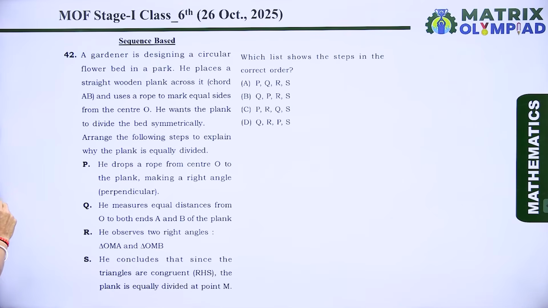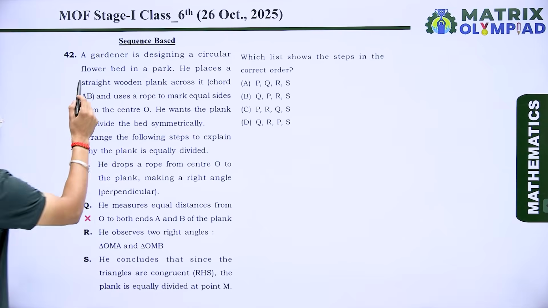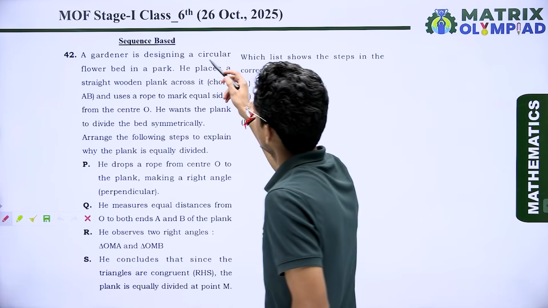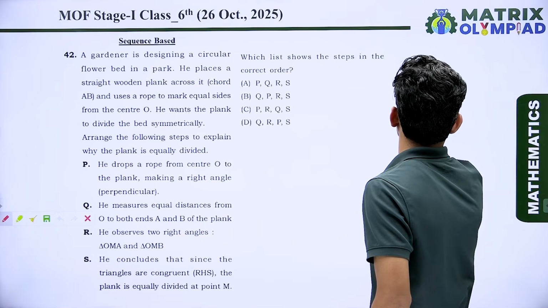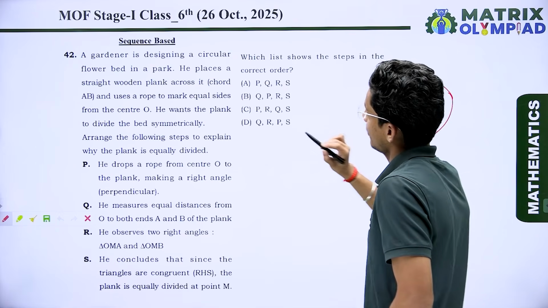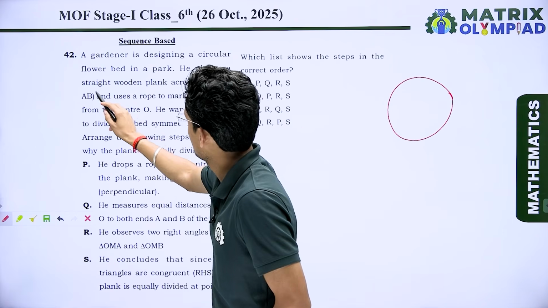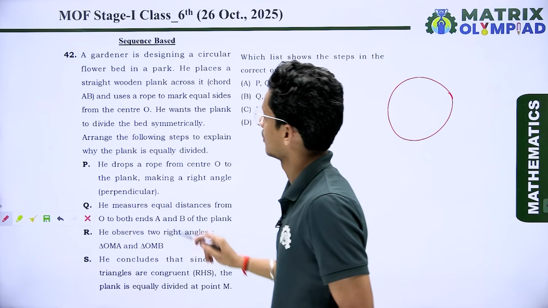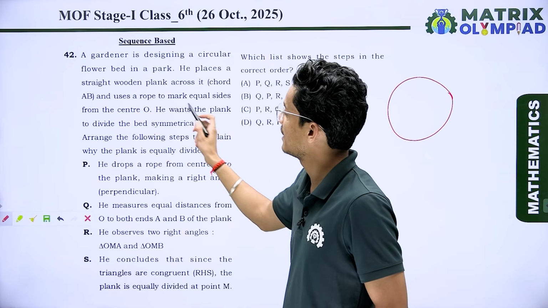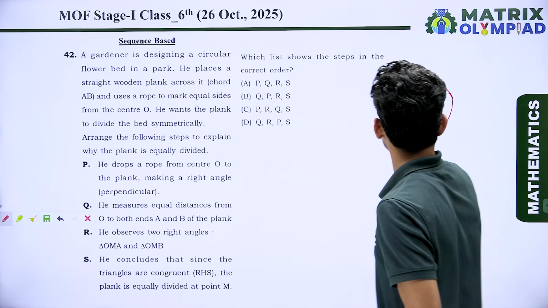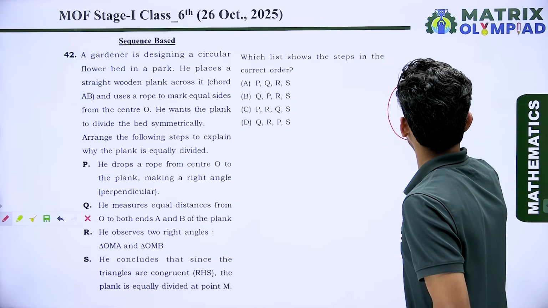So now if I talk about the next question, which is based on sequence, and the question is, a gardener is designing a circular flower bed in a park. This one is the circular flower bed. Okay, he places a straight wooden plank across it, and chord here we take AB, and uses a rope to mark equal sides from the center O. So this one is the center O.